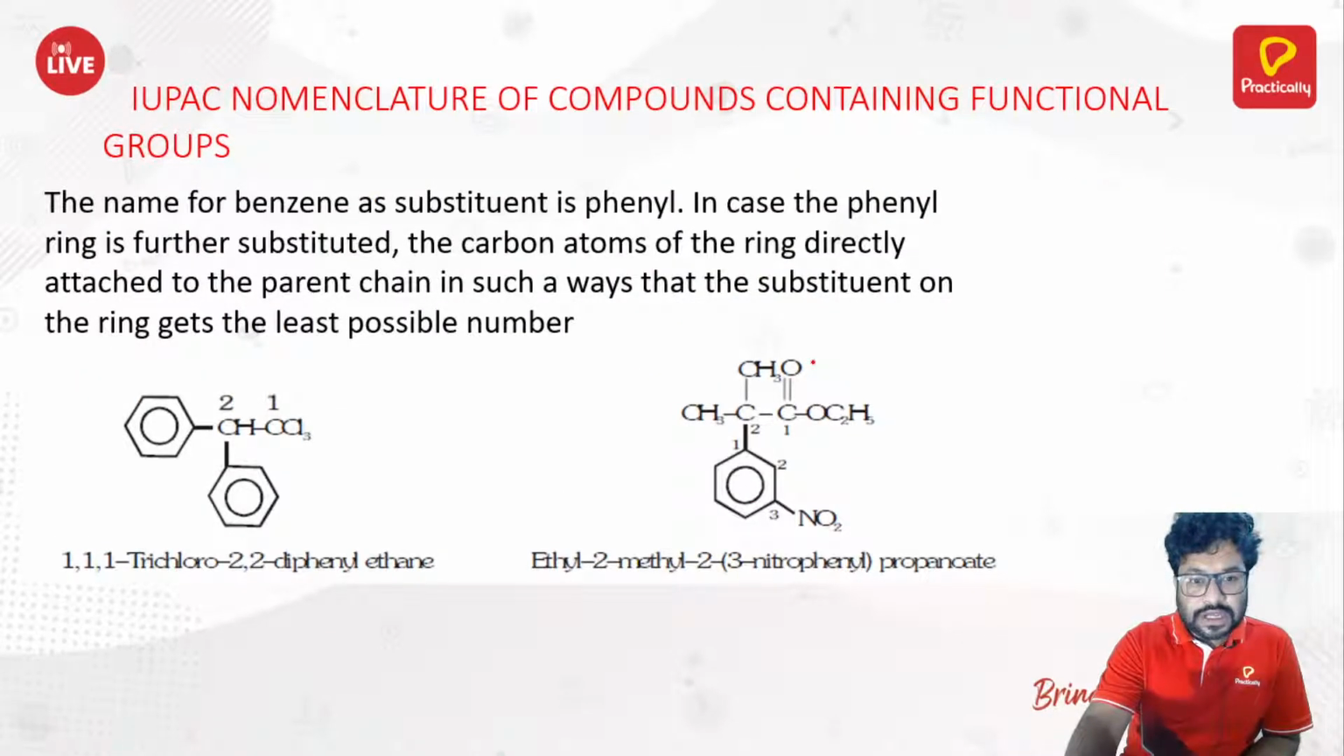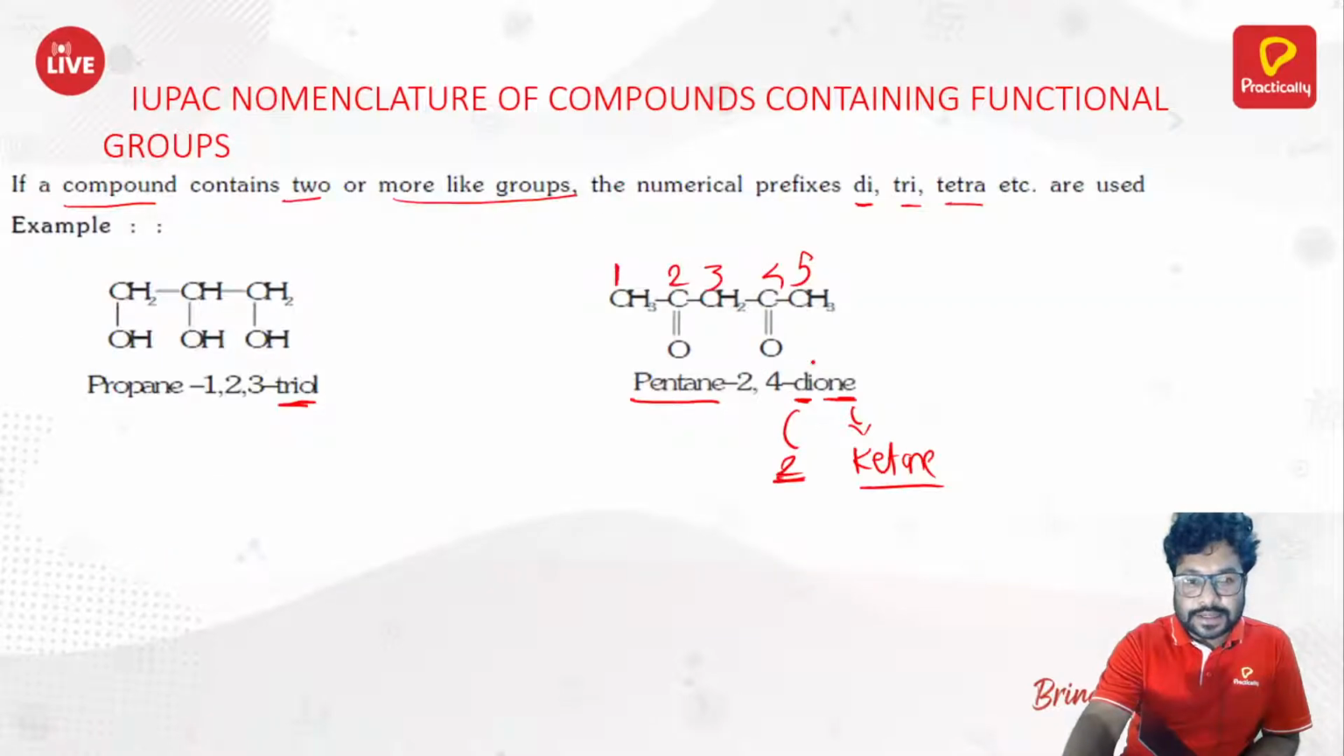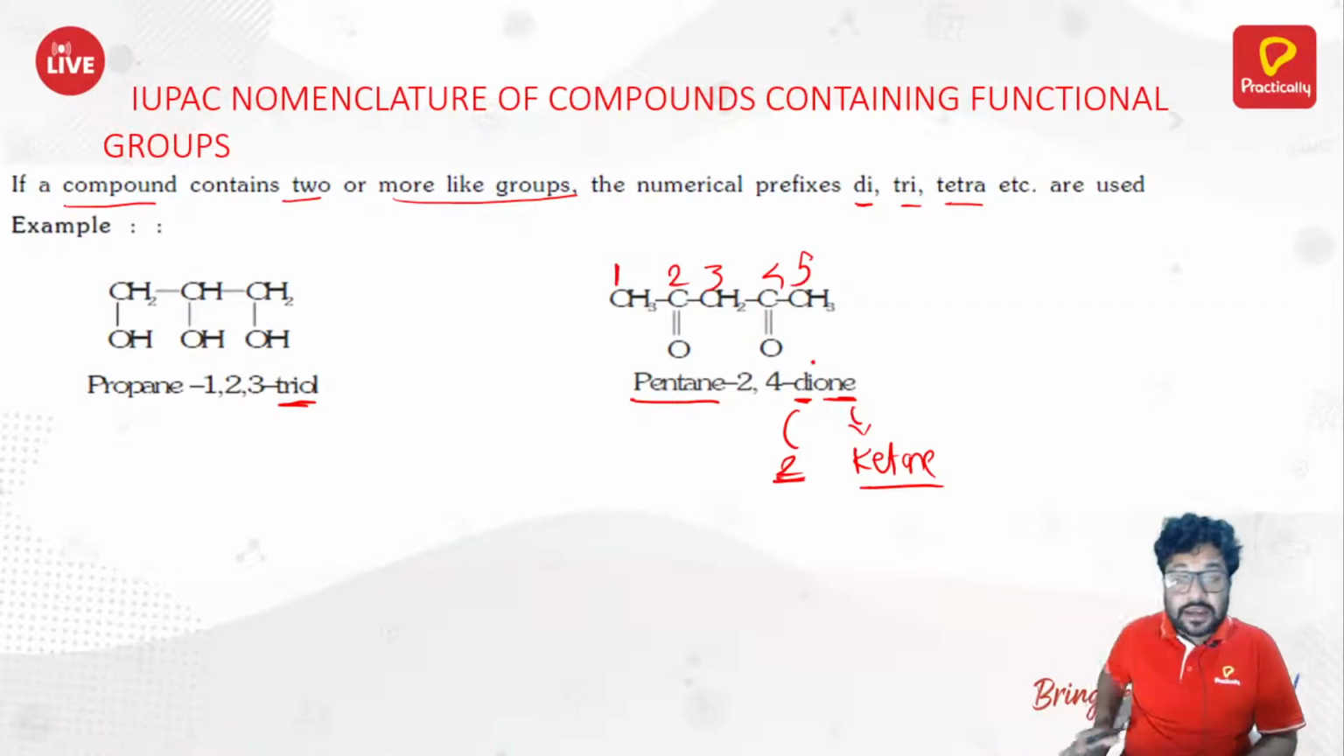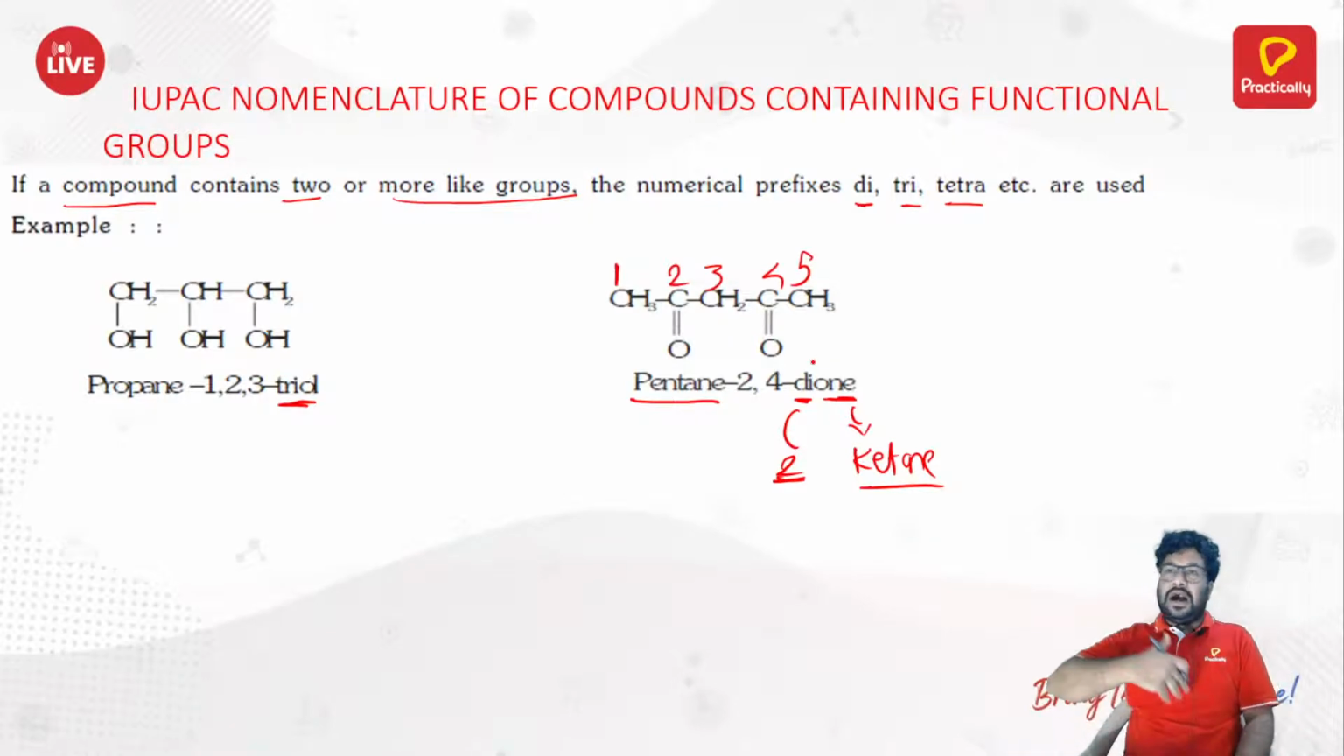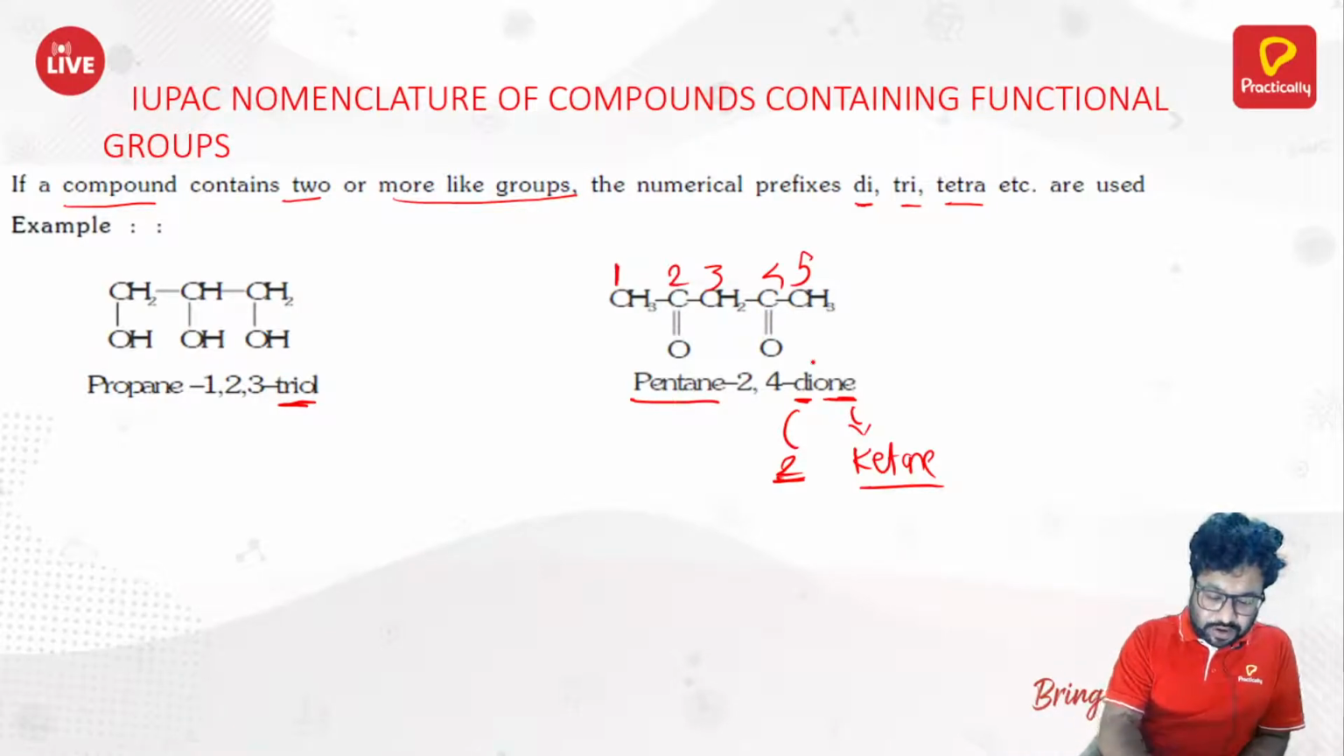So I hope you must have understood a lot of those things. How do we write it for the different functional groups, be it chain terminating or non-chain terminating? Okay, so moving ahead now.